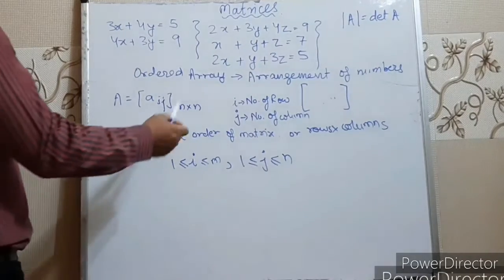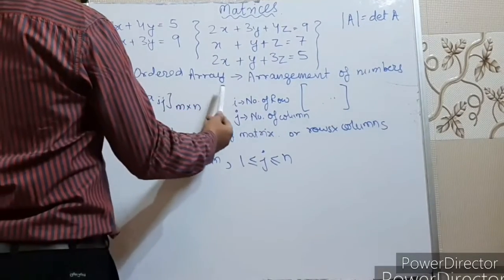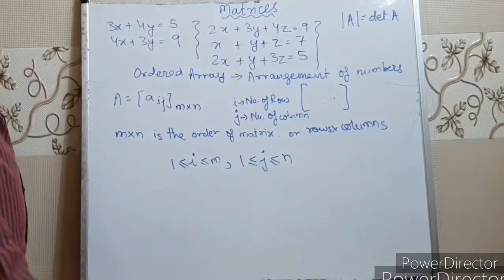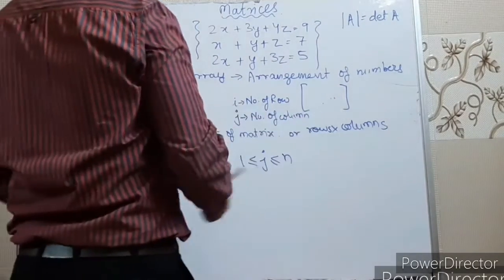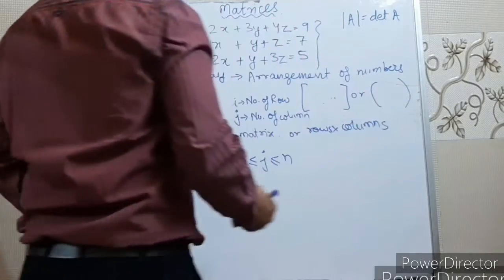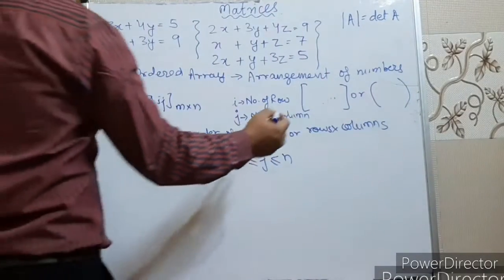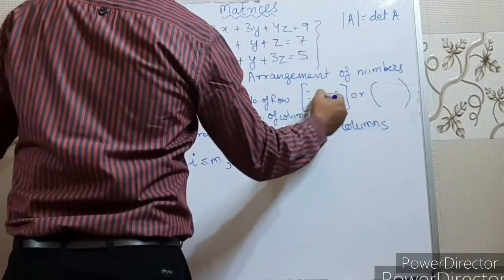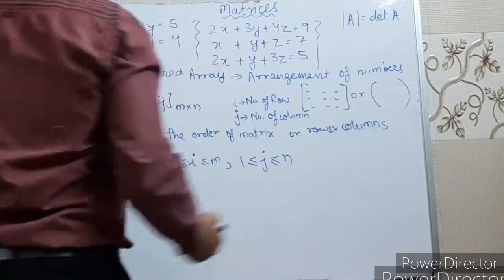So, what is a matrix? It's a simple ordered array, or the arrangement of numbers inside the square bracket, or it can also be represented like this. This is also inside the bracket. If you find numbers written like this, that will be representing a matrix.